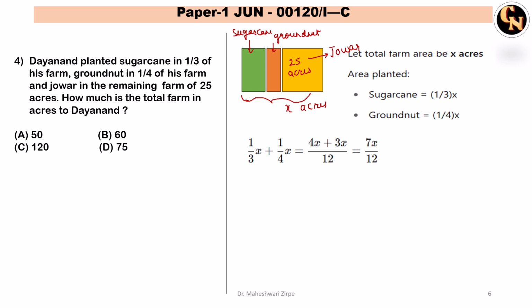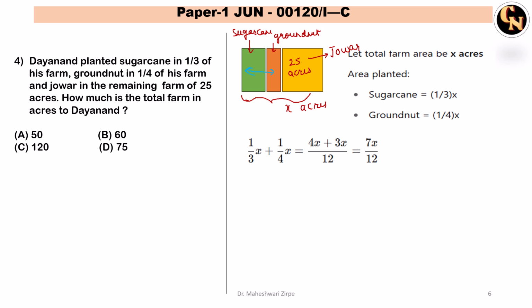It is simply what we have done. We have taken the LCM and cross multiplied. So 4x plus 3x upon 12 will be 7x upon 12. So 7x upon 12 represents only this much area. I can show here, this area represents 7x upon 12. That is the total of sugarcane and groundnut.